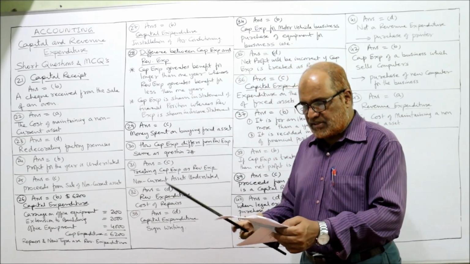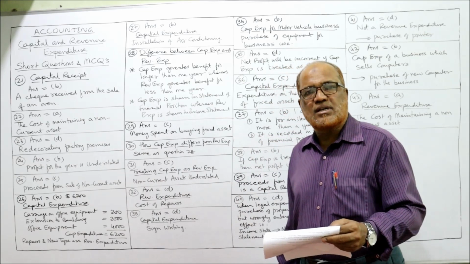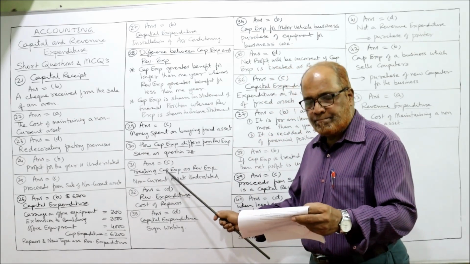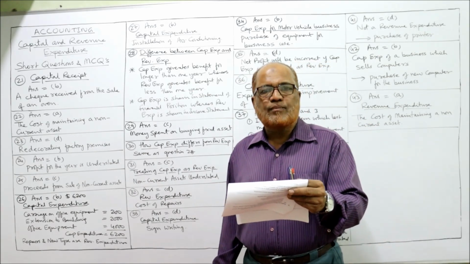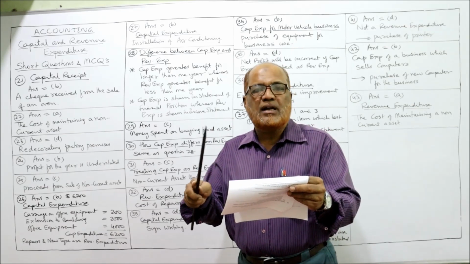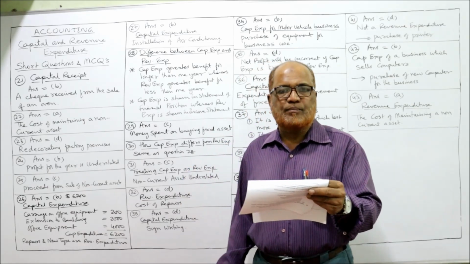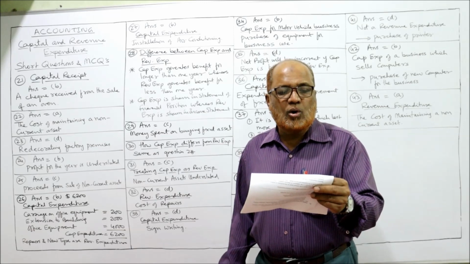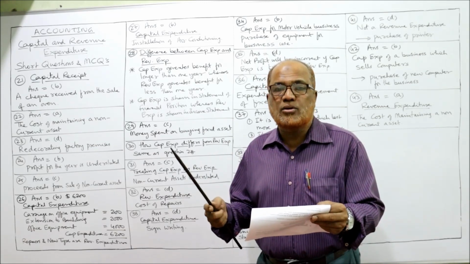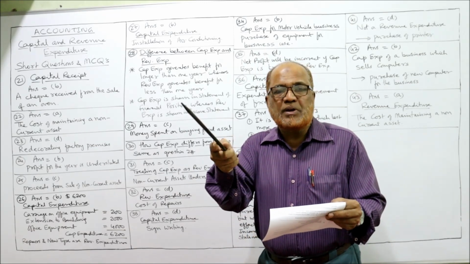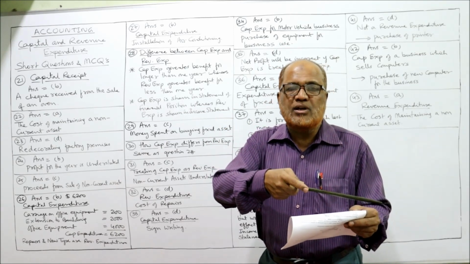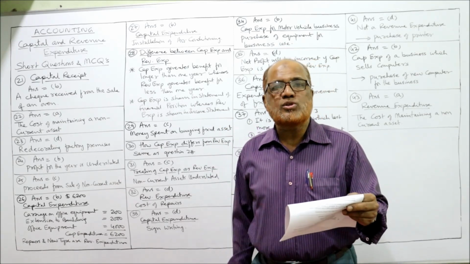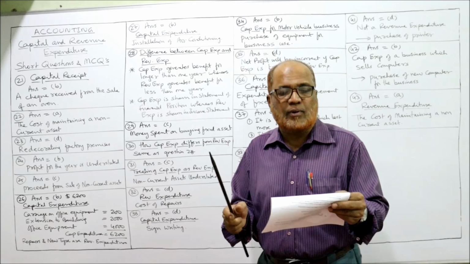These are the differences. Next, 31st, again MCQ 31. What is the effect of treating capital expenditure as a revenue expenditure? Again, 4 options. Gross profit will be overstated. No. When capital expenditure is treated as revenue expenditure, there is no effect on gross profit. The effect is on net profit.